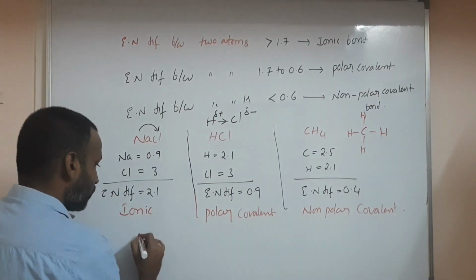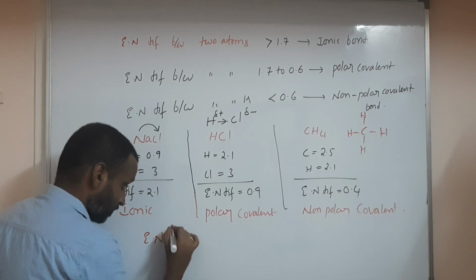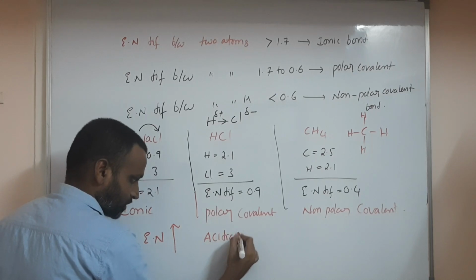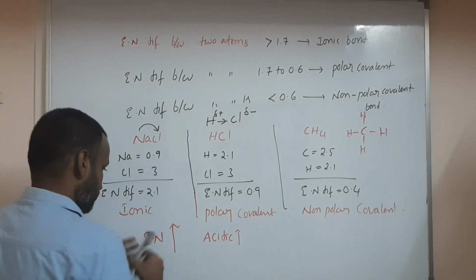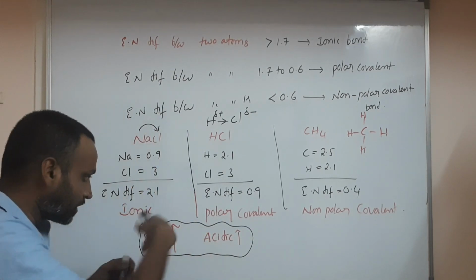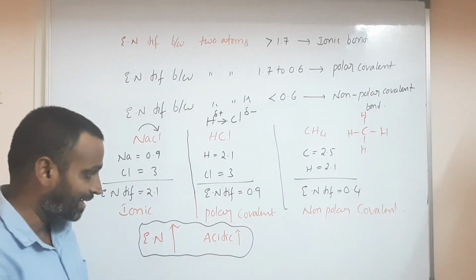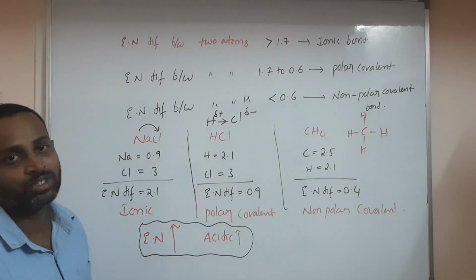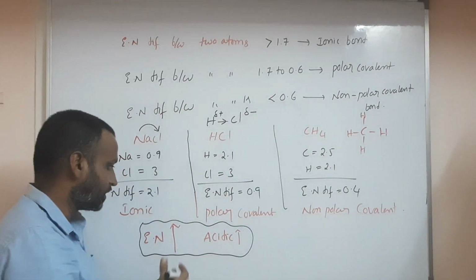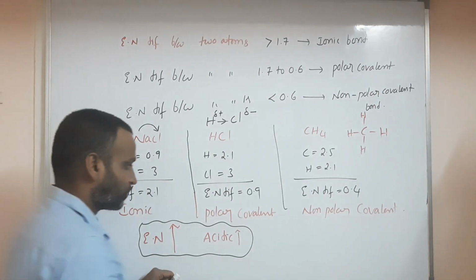One more important thing: if electronegativity is more, acidic nature is more. Very, very important. Electronegativity is more, then acidic nature will be more. Electronegativity is less, then acidic nature will be less. By using electronegativity, you can say the acidic character. Very, very important.